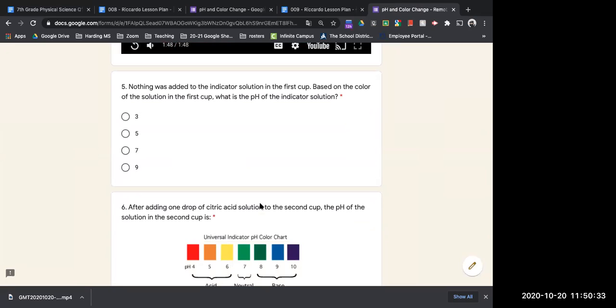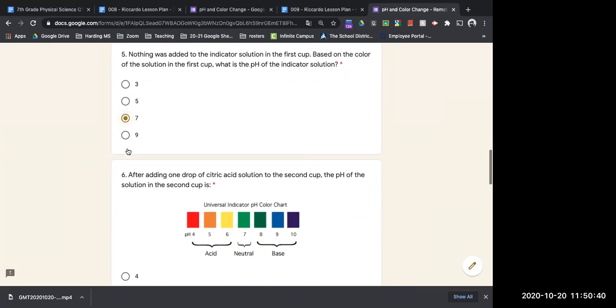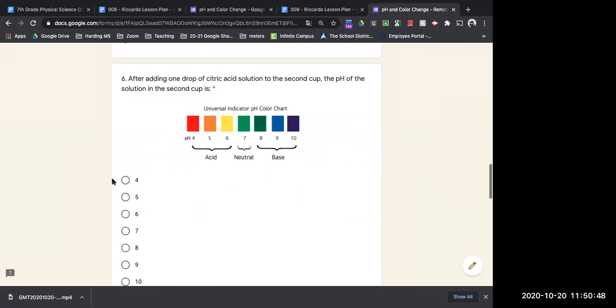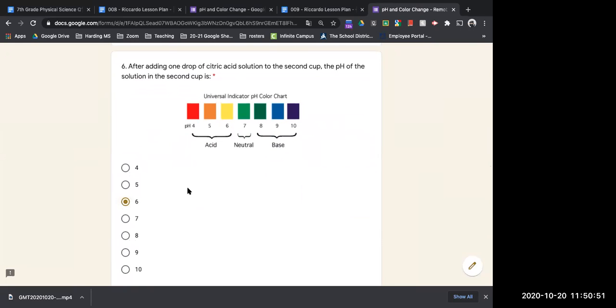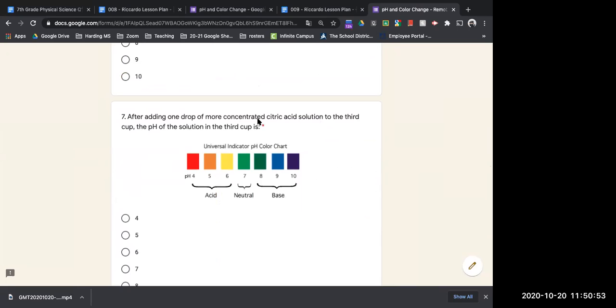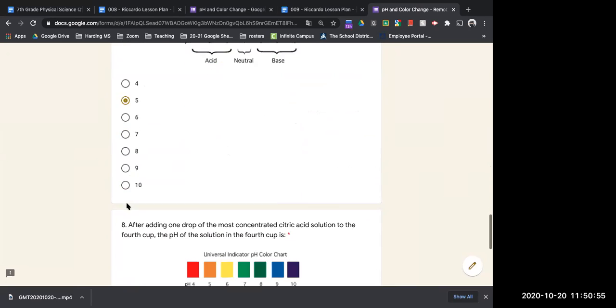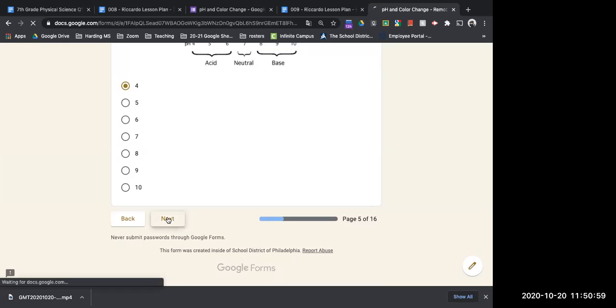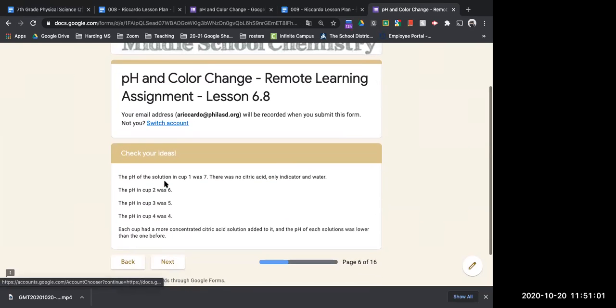Nothing was added to the indicator in the first cup. Based on the color of the first cup, what is the pH of the indicator solution? 7. After adding one drop of acidic solution to the second cup, the pH of the second cup should be a 6, right? And then after adding another one to the third cup, it would go to a 5. And then to the fourth cup, it would go to a 4. And then we take a look at it, and that should be correct. 7654, and like a baller, I got it right.